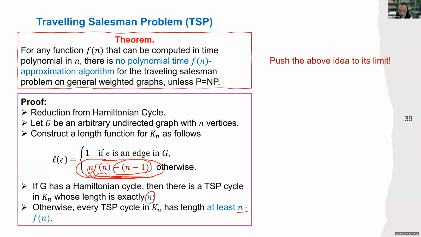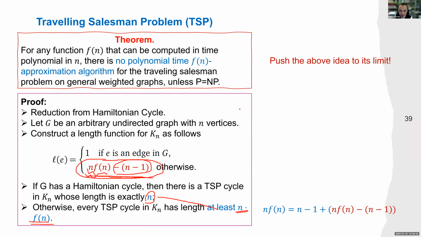So that's already a gap of fn, right? n compared with nfn. It's already a ratio of fn. So basically, you are not able to achieve an approximation ratio better than fn, because if you can do it, then again, using the same argument, you are able to output two disjoint ranges on two sides. One side is yes: if you have a Hamiltonian cycle, then your length is less than n times fn. On the other hand, if you do not have a Hamiltonian cycle, then you have a very large length, larger than or equal to n times fn.